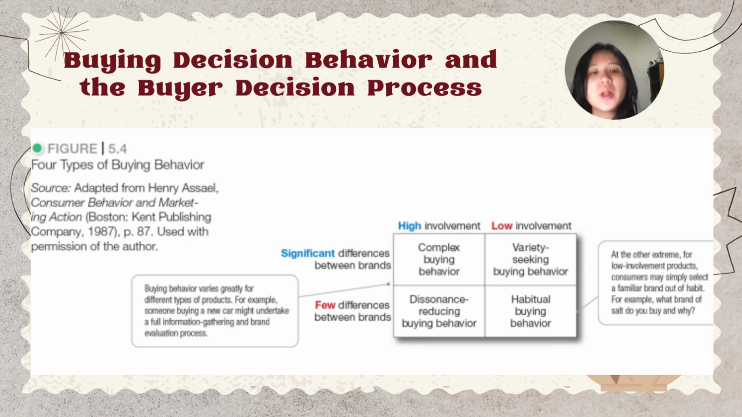For example, when it comes to food, we tend to buy the same items and eat them on a regular basis. The last one is variety-seeking buying behavior. For example, when a person buys something online and then chooses the one that is the best fit for them.